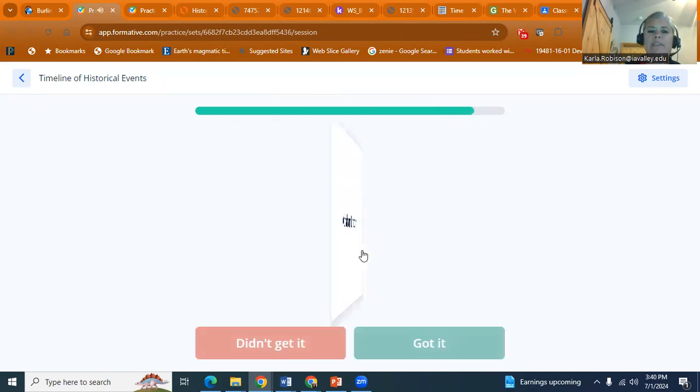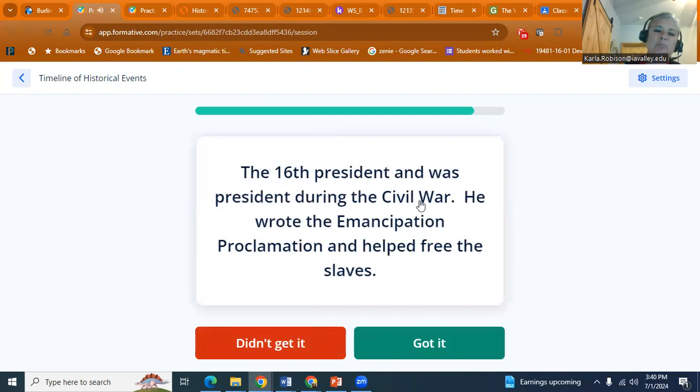Abraham Lincoln. Abraham Lincoln was the 16th president. He was president during the Civil War. He wrote the Emancipation Proclamation and helped free the slaves. He was assassinated in Ford's Theater in Washington, D.C., watching a play.